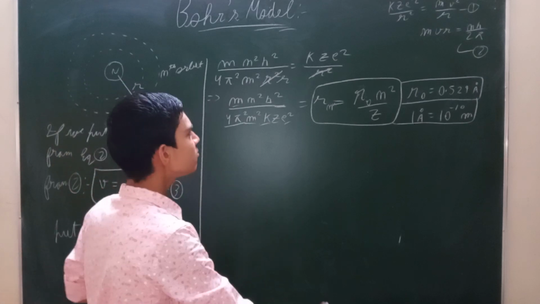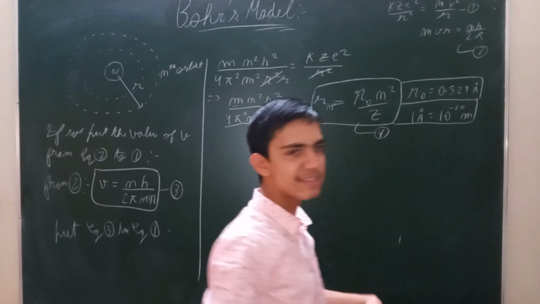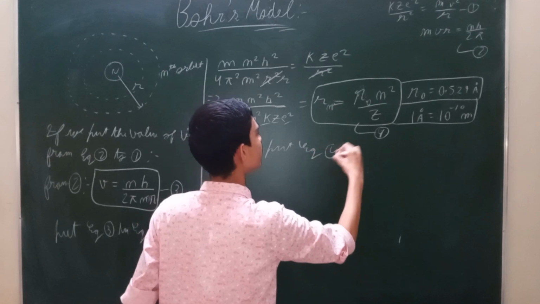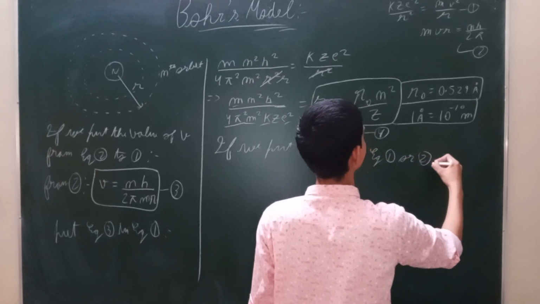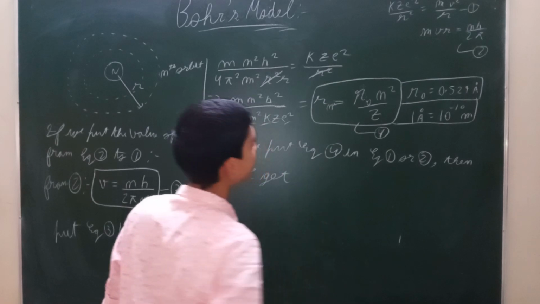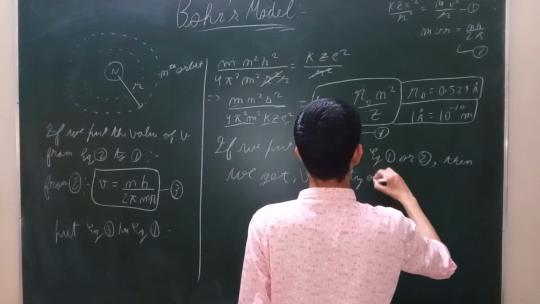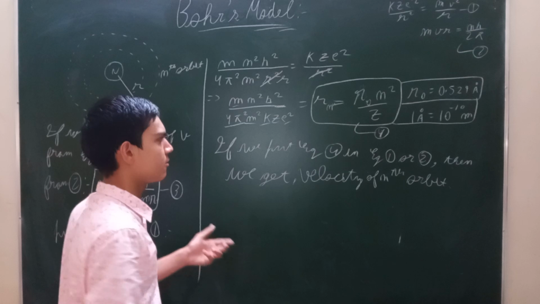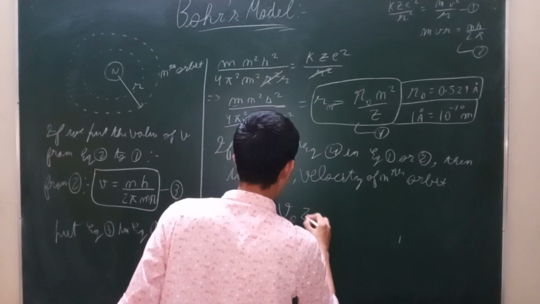So how to find the velocity? Bohr simply says that just put this equation number 4 in equation number 2 or 1 as you wish. If we put equation number 4 in equation number 1 or 2, then we get the velocity of nth orbit. And what will be the velocity of nth orbit? The velocity of nth orbit is equal to v naught z upon n.